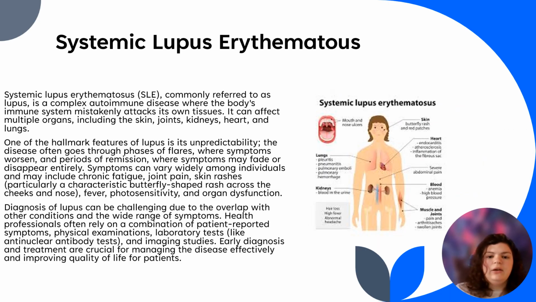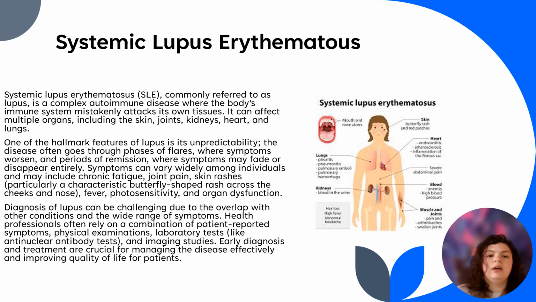Systemic lupus erythematosus, also known as SLE and commonly referred to as lupus, is a complex autoimmune disease where the body's immune system mistakenly attacks its own tissues. It can affect multiple organs, including the skin, joints, kidneys, heart, and lungs. One of the hallmark features of lupus is its unpredictability. The disease often goes through phases of flares where symptoms worsen and periods of remission where symptoms may fade or disappear entirely. Symptoms can vary widely among individuals and may include chronic fatigue, joint pain, and skin rashes.